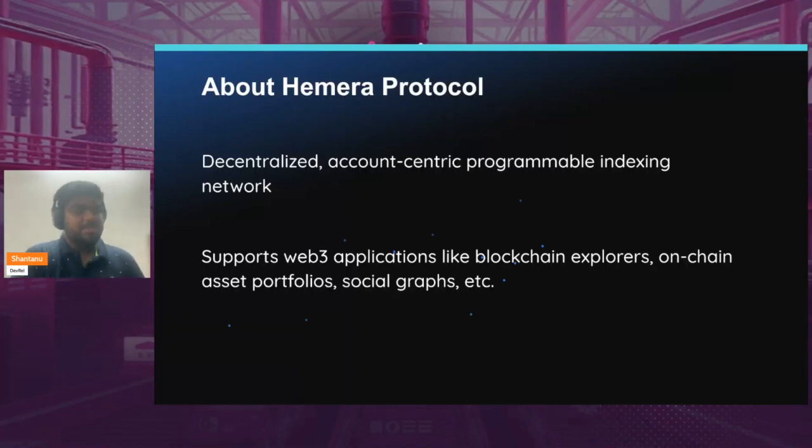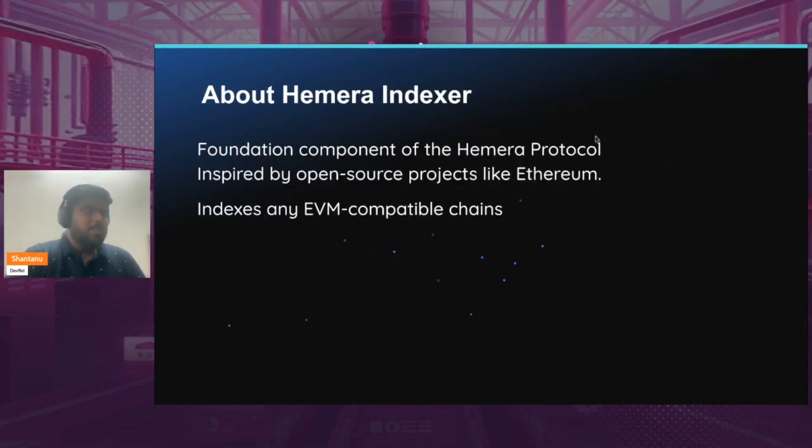So essentially, Hemera Protocol is an account-centric programmable indexer network, and it helps blockchain developers build faster applications and get more real-time data on chain data. Let's talk a bit more about hemera-indexer as well. Specifically, hemera-indexer is the open source code that's available on our GitHub, and you can spin up and run your own indexer network with custom built code.